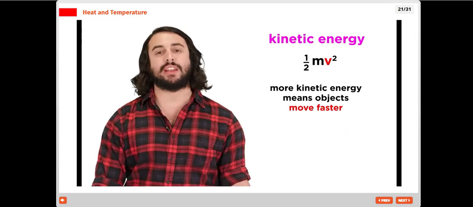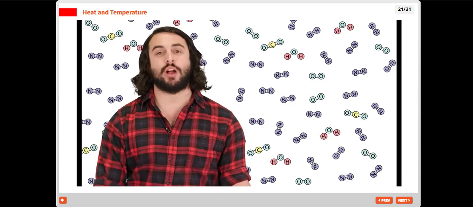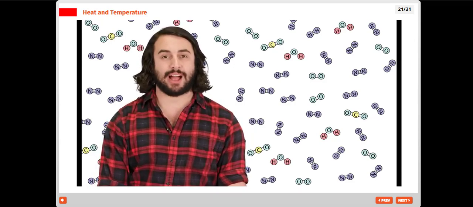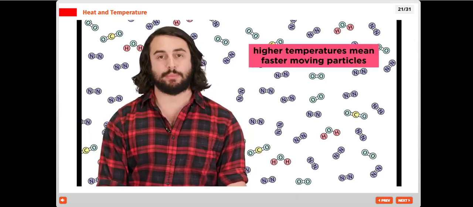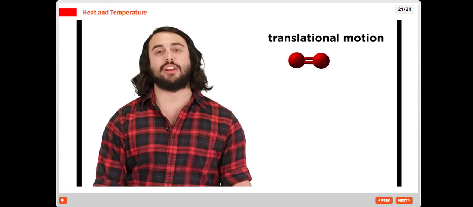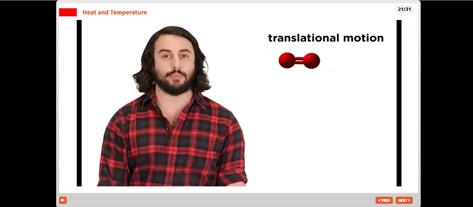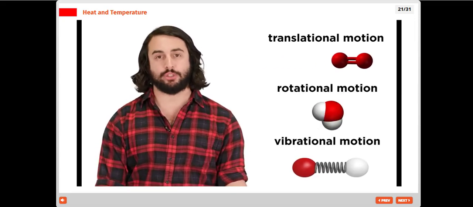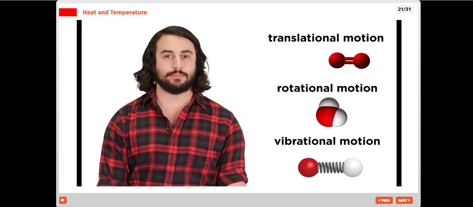We know that greater kinetic energy means objects will move faster. And this is true of molecules in the atmosphere just as it is of macroscopic objects. So higher temperatures simply mean faster moving particles. This kinetic energy of motion is distributed amongst translational or side-to-side motion, rotational or spinning motion, and vibrational motion, where the covalent bonds in a molecule bend and stretch.